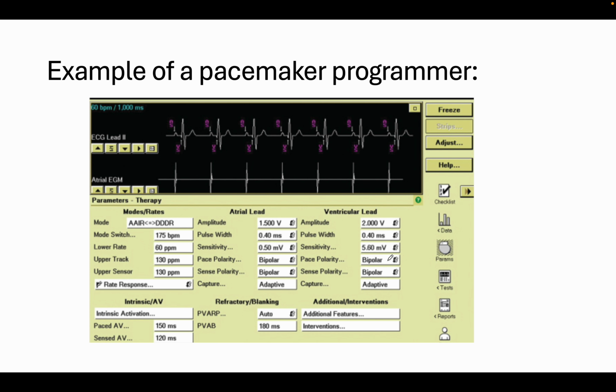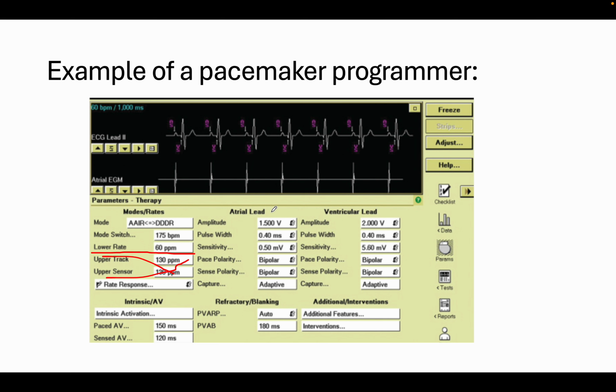So this is just an example of a pacemaker programmer. Ignore all of this stuff, but we can see here the lower rate, which is the lowest rate that the pacemaker will begin to pace at, is 60 beats per minute. So until the intrinsic rhythm goes as low as 60 beats per minute, the pacemaker doesn't need to pace. Things like upper tracking and upper sensing, don't worry at the moment. This is above the knowledge required for medical students.